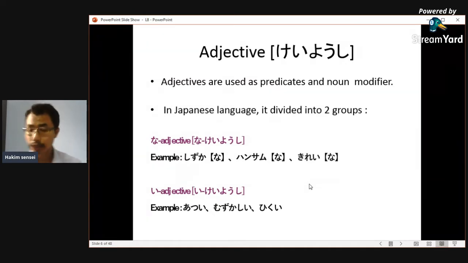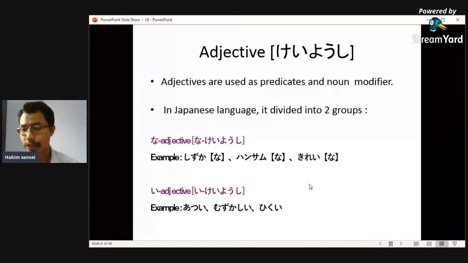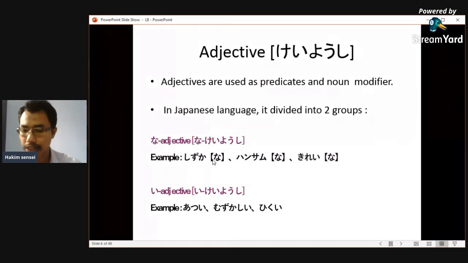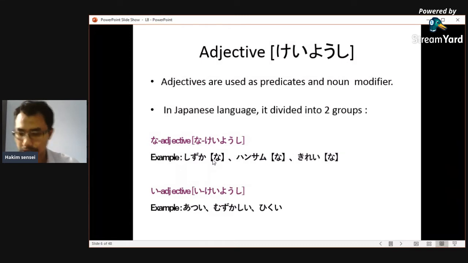Okay, and then what we are going to learn in this lesson is how to use adjectives inside a Japanese sentence for a grammatically correct sentence. As you can see here, na is located inside brackets. It means sometimes you need to use na, sometimes you don't. So when to use it and when not to use it. This is the first thing.